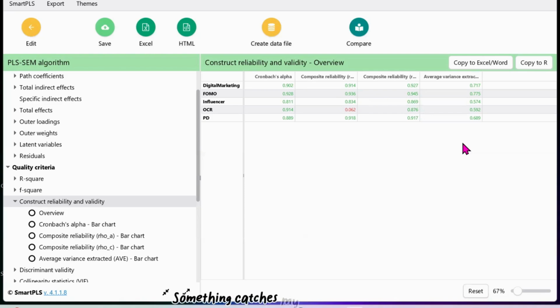Something catches my attention here. I noticed that the AVE value for influencer is 0.574. Although it exceeds the recommended threshold of 0.5, it is still the lowest AVE value among all the constructs. Honestly, I feel a little worried because I expected all constructs to have stronger convergent validity. At first, I wondered whether some indicators under the influencer construct have relatively low outer loadings. Let me take a closer look.